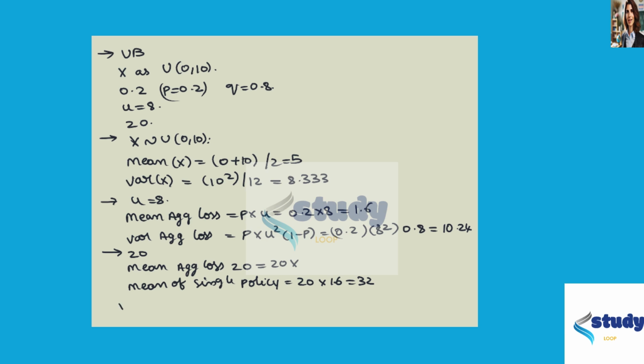And now for the variance of aggregate loss for 20 policies, it is equal to 20 into the variance of a single policy, which is equal to 20 into 10.24, which is equal to 204.8.